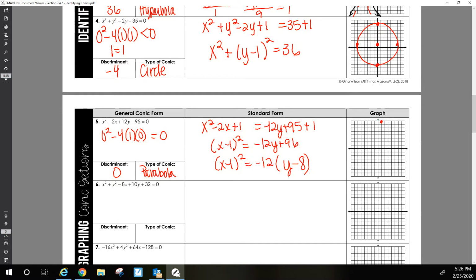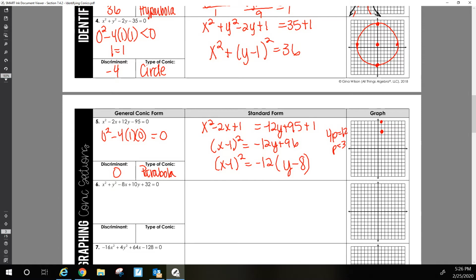Because it's x squared, I know we're opening up or down. In this case, it's down because my p-value is negative. The value for 4p is 12, so p is going to be 3. So 3 out from my vertex is going to be my focus.